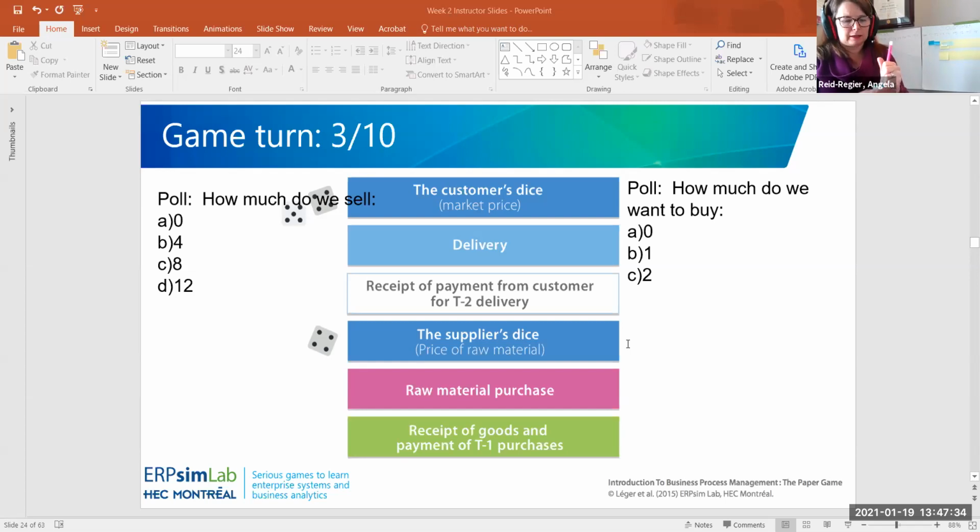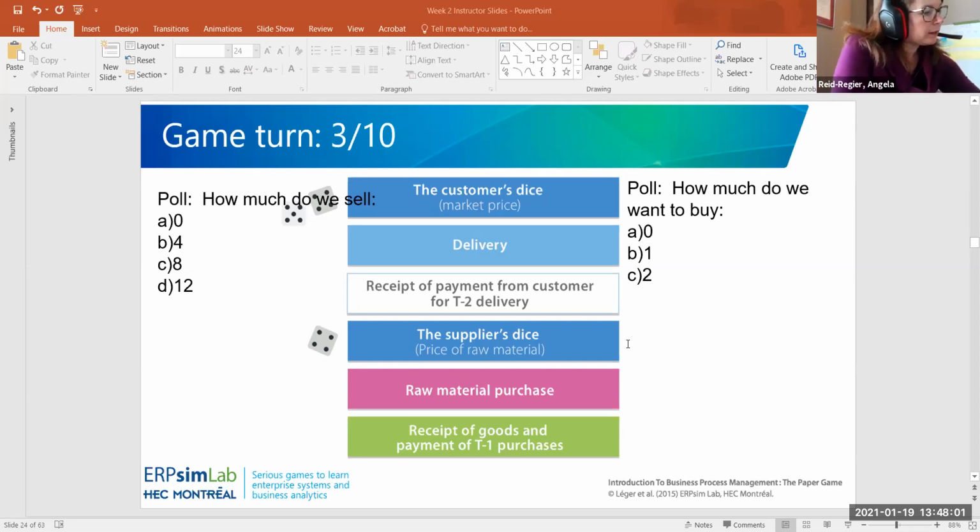Let's say 8. Let's keep a bit of inventory on hand. So in round 3, we're going to sell 8 pieces to our customer. Okay, and we need to deliver right away. So we are going to deliver our 8 pieces of finished goods to our customer right away.